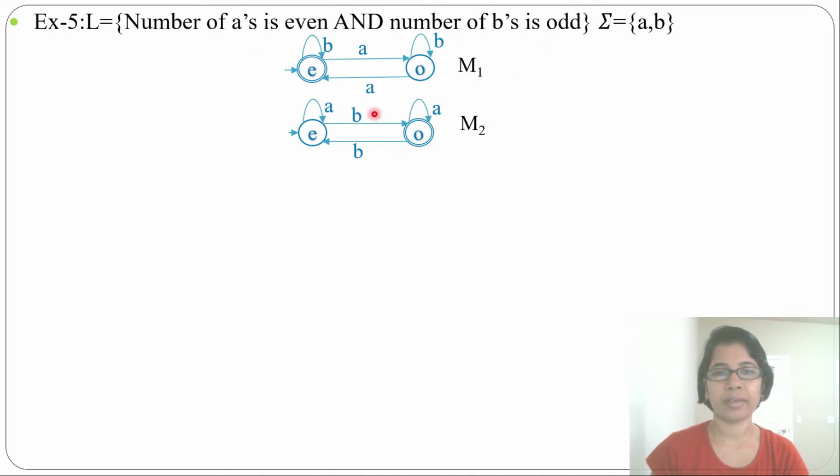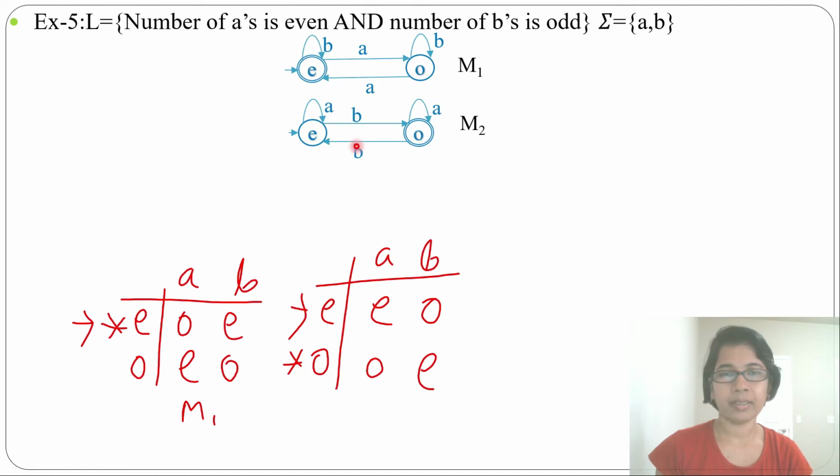Now I'll do AND of both. If you are confused by EO, then you can just write some other names like 1, 2, 3, 4. Okay, now we'll find M1 intersection M2, we will do both AND. You can do it directly from the transition diagram or you can construct a transition table like this, and from the transition table you can construct the compound automata.